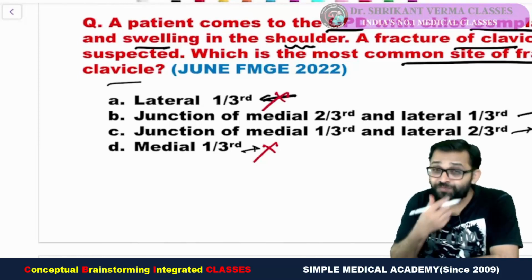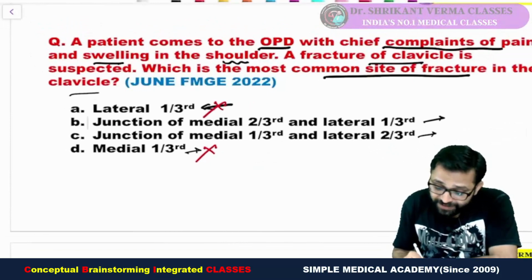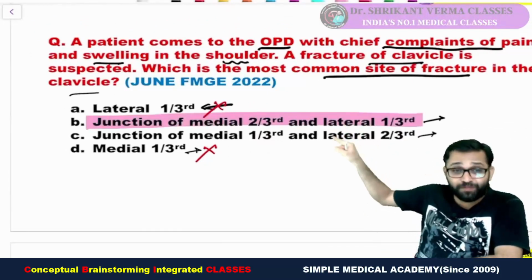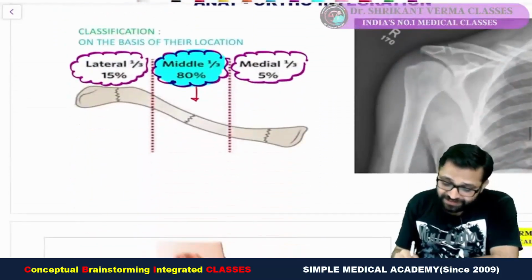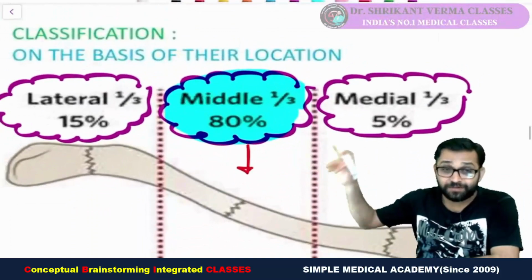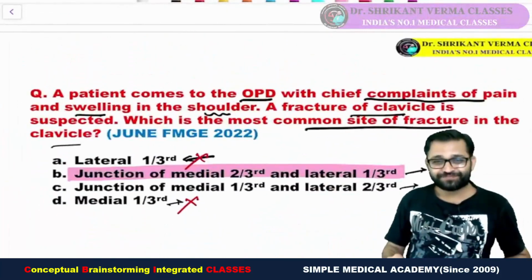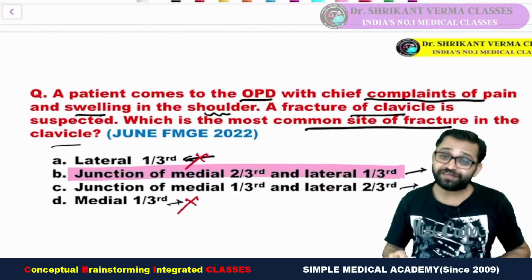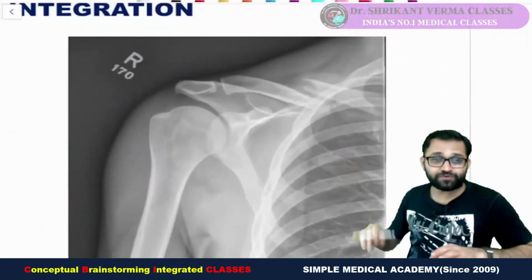Fine. You know, anatomy textbooks also say medial 2/3 and lateral 1/3, that is the junction. So this junction is comparatively the weak part. So you have to opt for B. Remember, the best answer is middle 1/3, 80%. But if it is not given, then you will mark another option. You have to mark the single best answer, according to which B is the best answer.